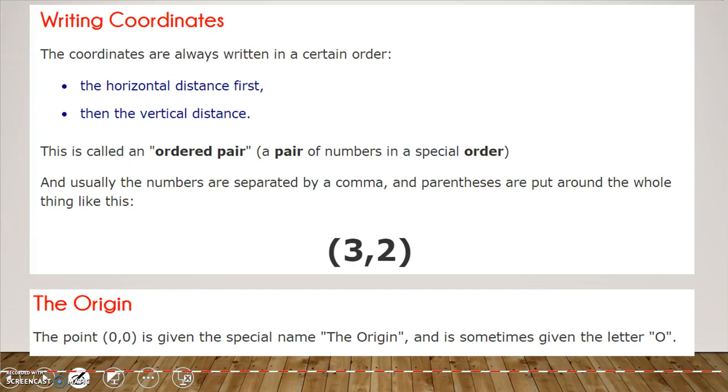On the page there is an example, 3, 2 as an ordered pair, so our x coordinate is 3 and our y coordinate is 2. We have a special point on our Cartesian plane, which is the point 0, 0, and that is the origin of the graph.